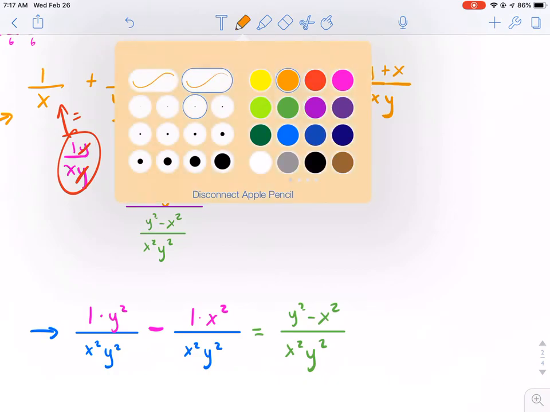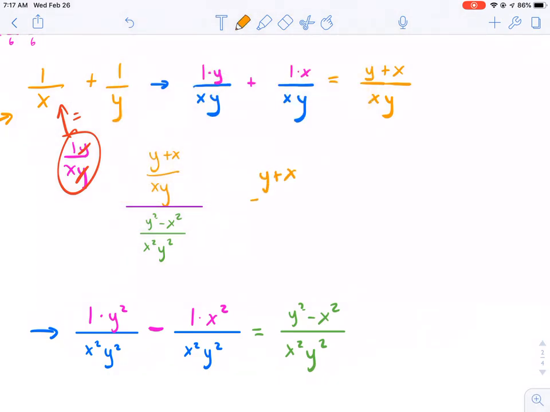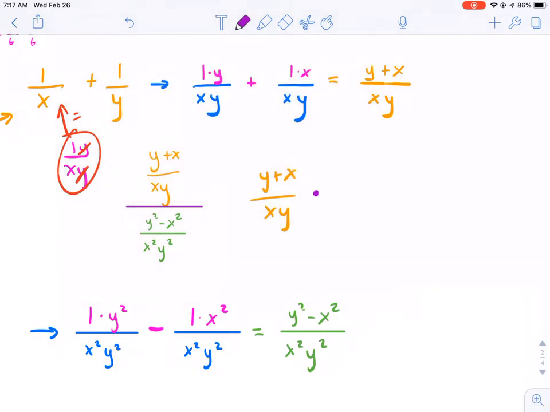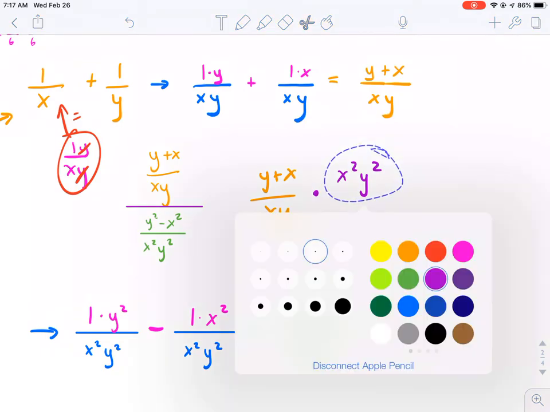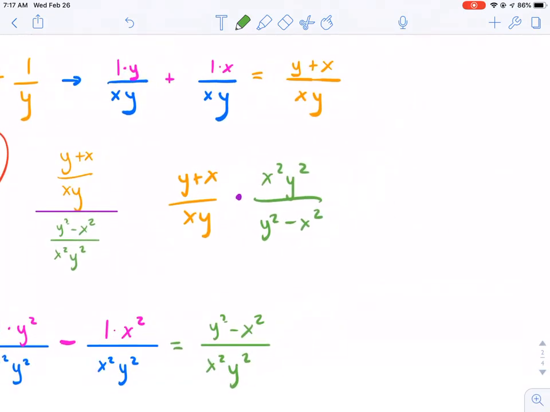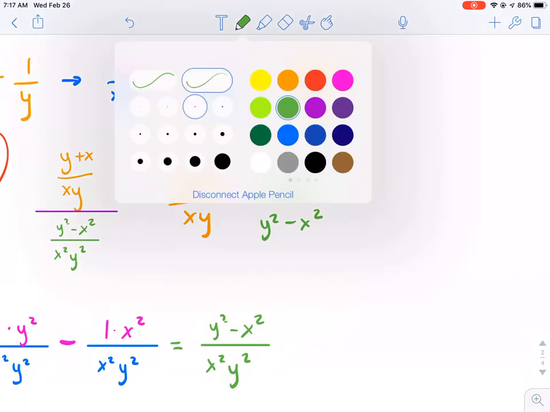What we really want to do is we want to put y plus x over xy, and we want to multiply by the reciprocal of y squared minus x squared over x squared y squared, okay? So we're going to put x squared y squared in the top. Let me change that to green, actually. Sorry. Style, green. Okay? Divided by y squared minus x squared in the bottom. Okay? Now, do not just multiply all willy-nilly without simplifying first. Okay? So we can simplify a few things.